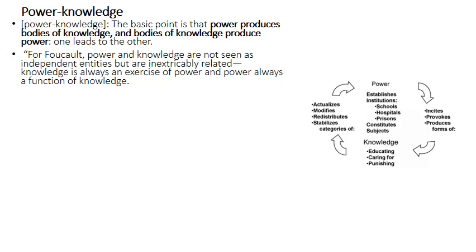And this knowledge thus produced then goes on to actualize, modify, redistribute, stabilize. So it feeds into power. So power establishes institutions. Institutions create or necessitate the formation of knowledge. These bodies of knowledge constitute subjects in various ways, discipline subjects in various ways, and thereby restabilizes, reifies, calcifies, or in some way feeds back into power. So it's a kind of loop.